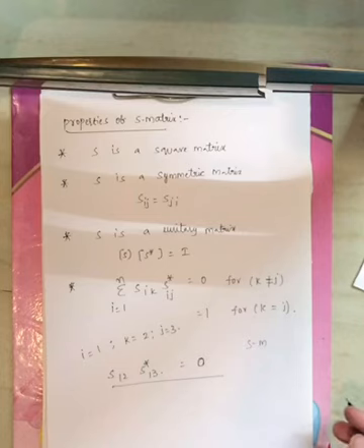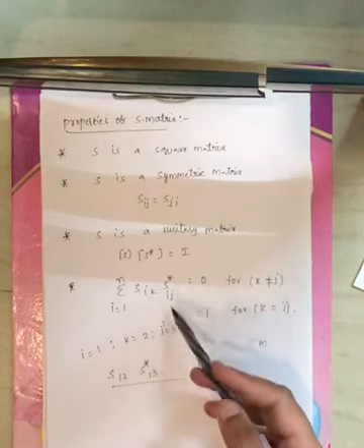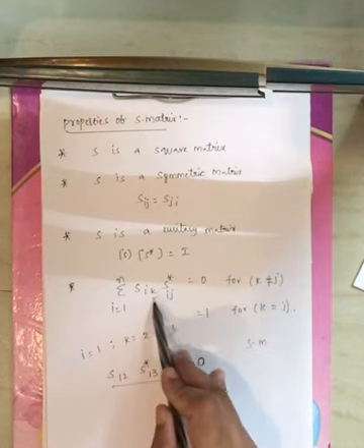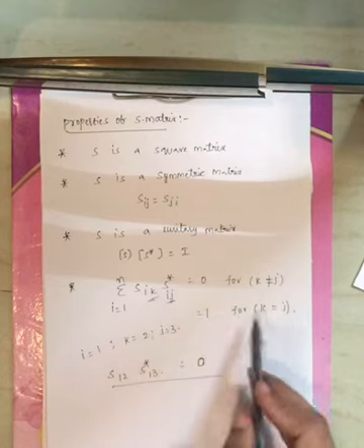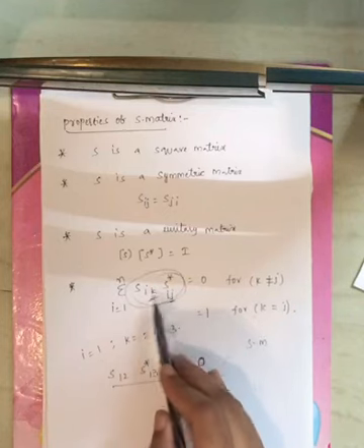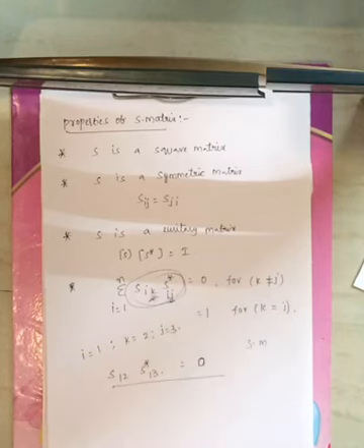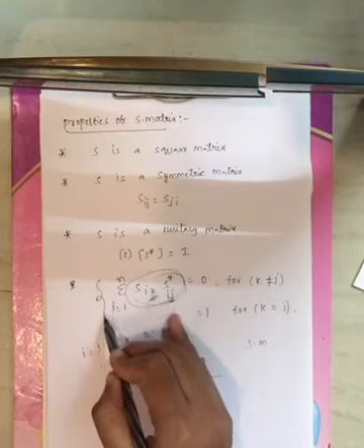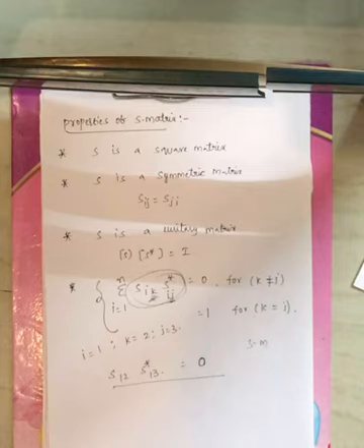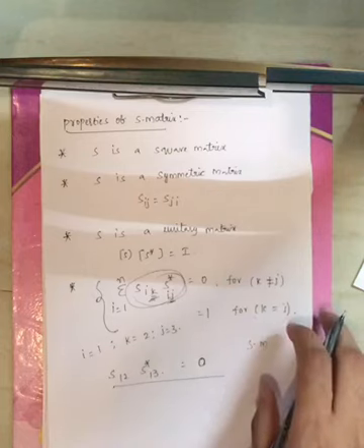And the last property is the summation over i equals 1 to n of Sik into the conjugate of Sij. When k and j are equal, this product is 1. When k and j are not equal, this product is 0. The proof of this property I will give while deriving the S matrix for microwave devices. Now this is about the properties of S matrix.